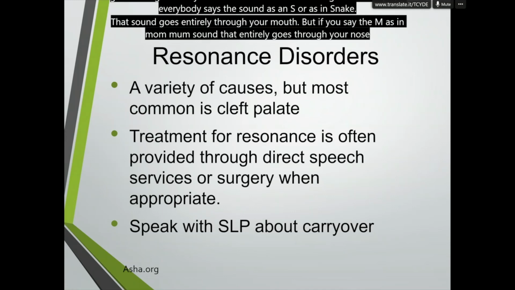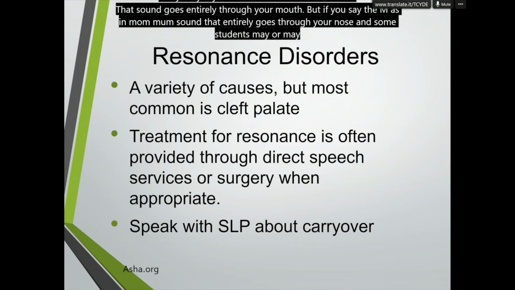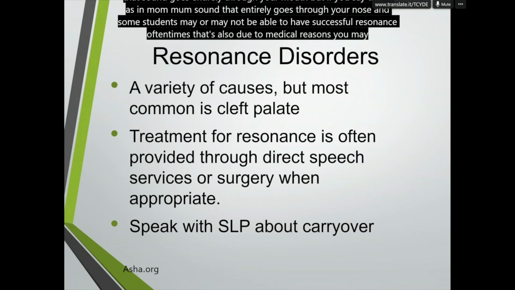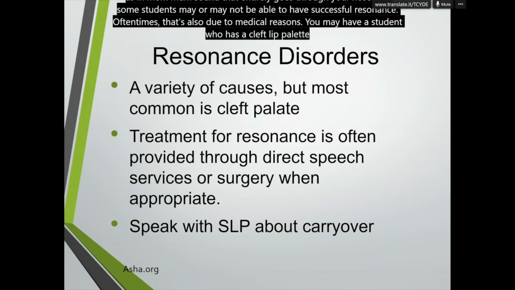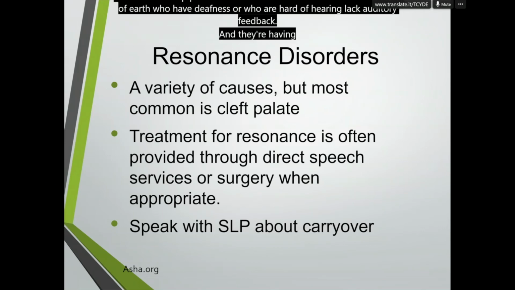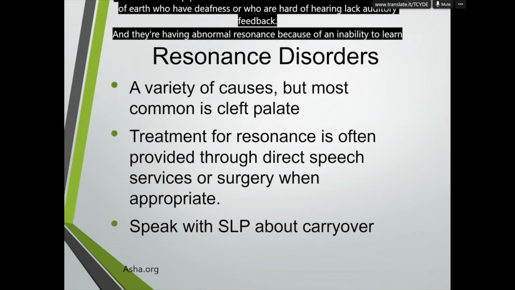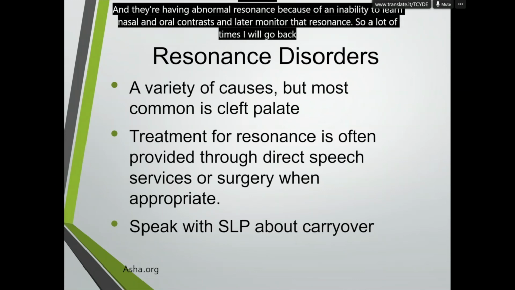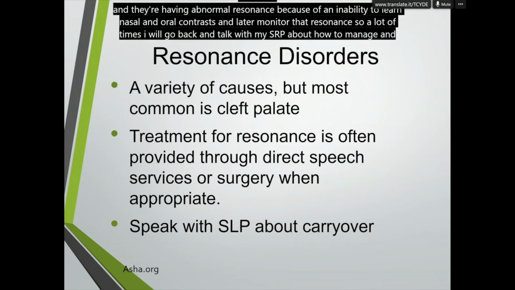And some students may or may not be able to have successful resonance. Oftentimes that's also due to medical reasons. You may have a student who has a cleft lip and palate. Oftentimes individuals who are deaf or hard of hearing lack auditory feedback, and they're having abnormal resonance because of an inability to learn nasal and oral contrasts and later monitor that resonance. So a lot of times I will go back and talk with my SLP about how to manage and how to assist with this in the classroom.